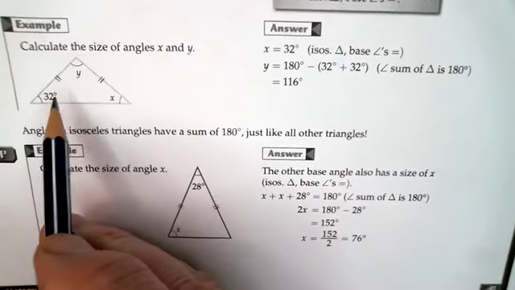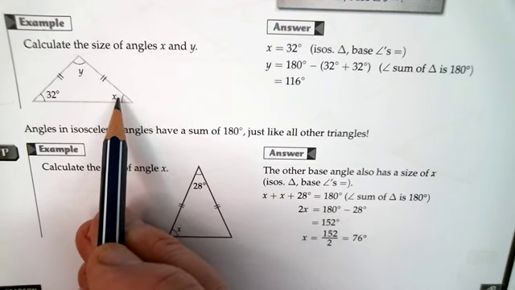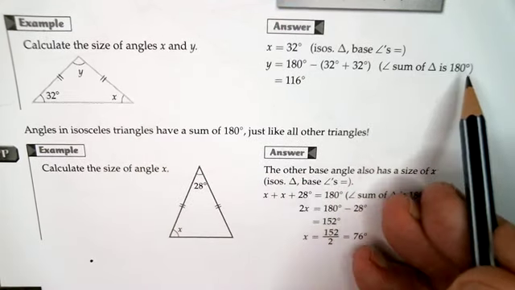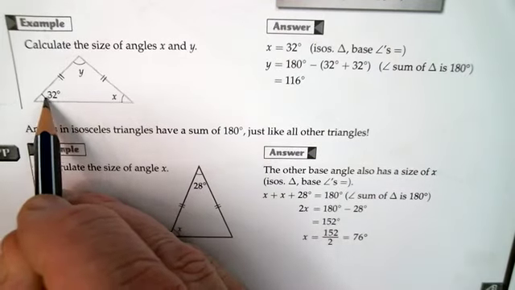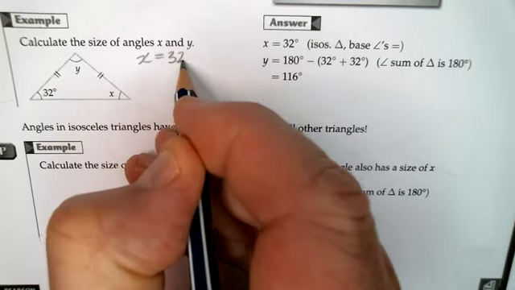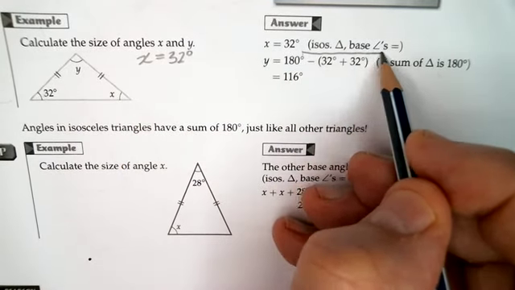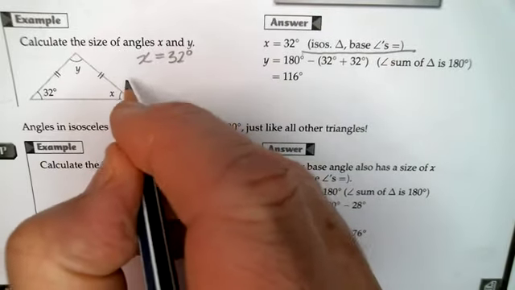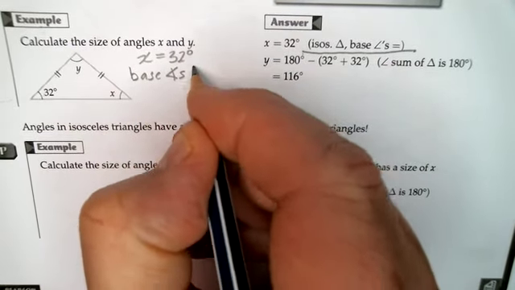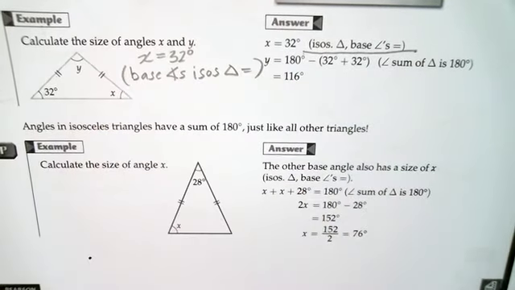Well, first of all, if we know this is 32, this one here must be 32. And of course, we know that the sum of the angles in a triangle is 180. So what we're going to do here is say x is 32, because, and the reason, of course, is base angles of isosceles triangle are equal. I tend to write it differently. I tend to say base angles isosceles triangle equal. And that's what I tend to write.